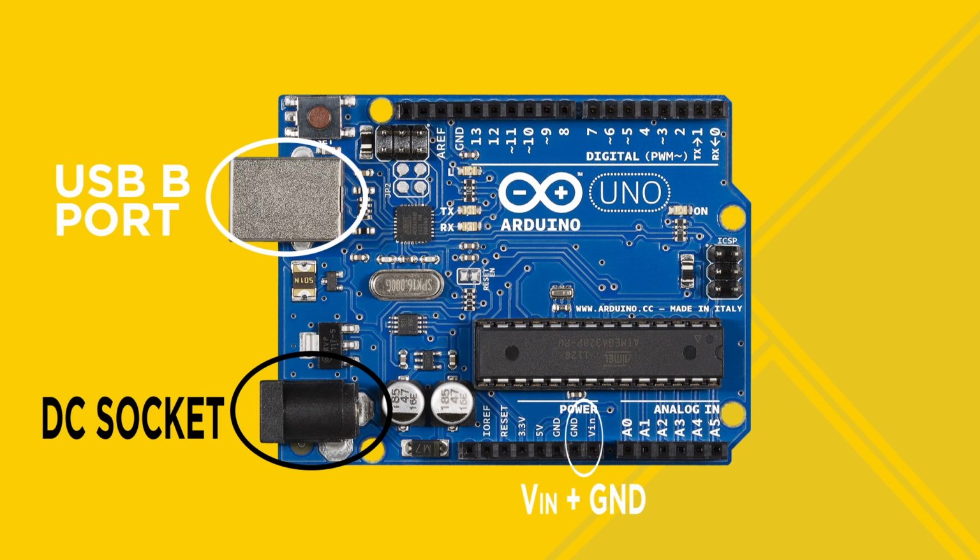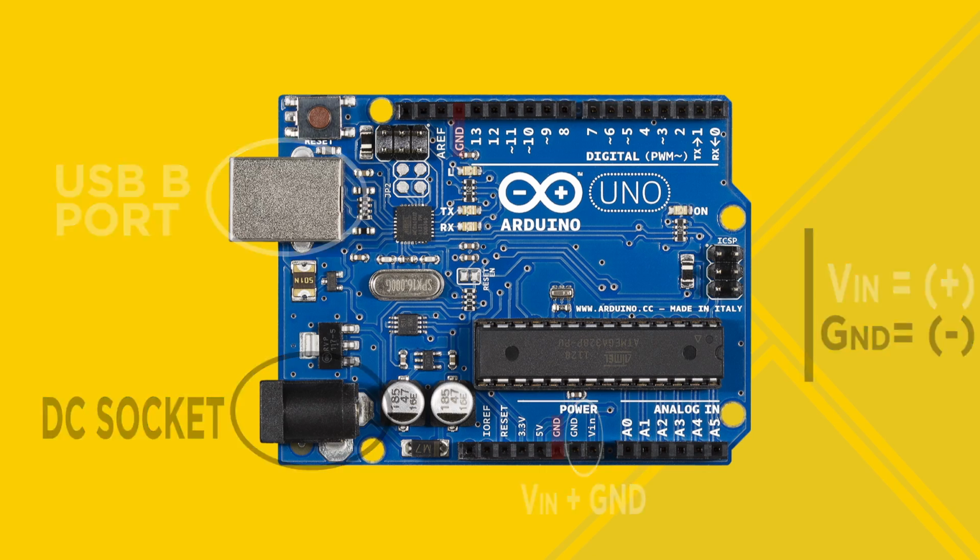As you can see, on this board you have 3 ground pins and 1 V-in. The V-in being the highest voltage point in the entire circuit, which in the case of the Arduino Uno is 5 volts, and the ground pin is the lowest voltage point in the entire circuit, so 0 volts.